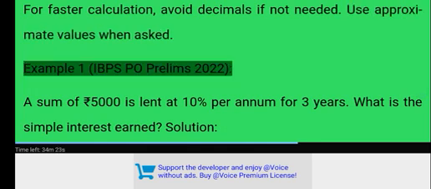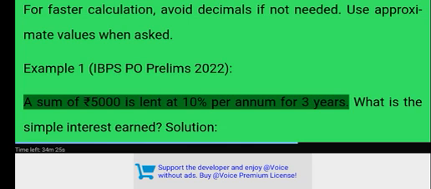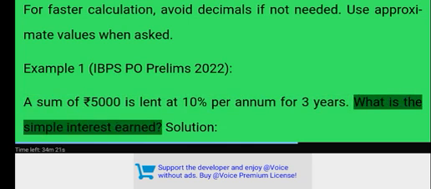Example 1, IBPS PO Prelims 2022. A sum of 5,000 rupees is lent at 10% per annum for 3 years. What is the simple interest earned? Solution.